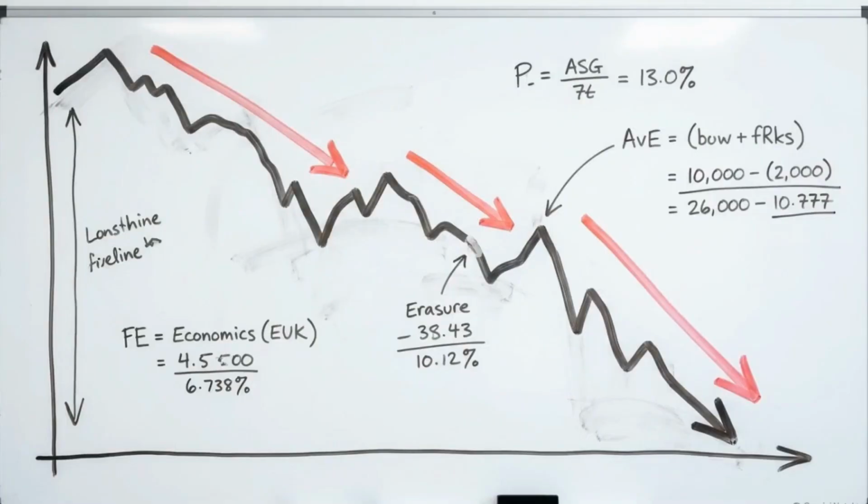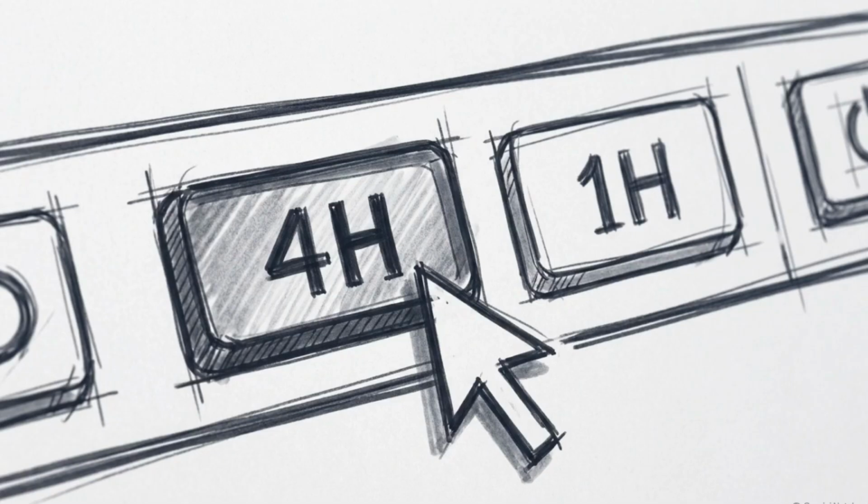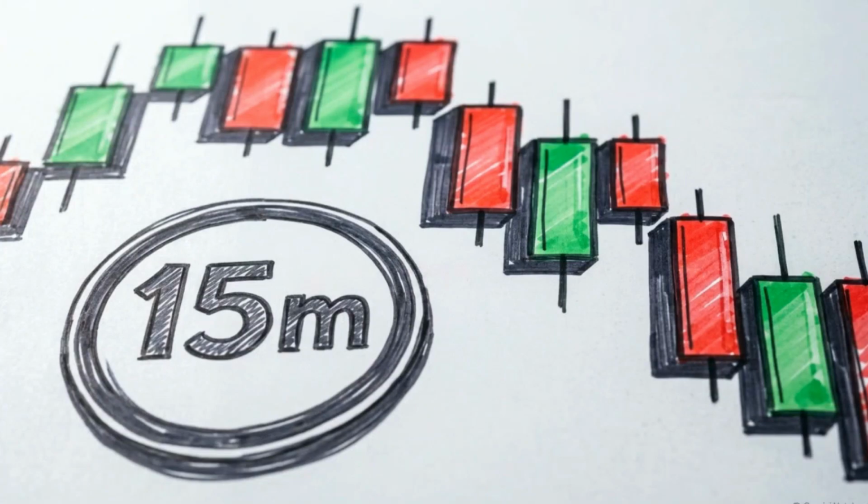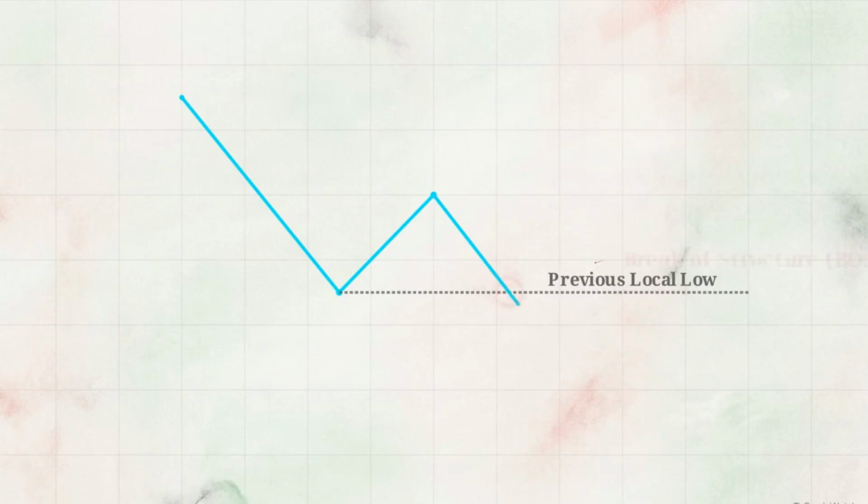Start by identifying the macro trend on a higher time frame, like the 1-hour or 4-hour chart, to ensure you are trading in the direction of the larger move. Once the trend is established, move to the 15-minute chart to map the microstructure of lower highs and lower lows. Look for the break of structure, the moment price definitively pushes through the previous local low.